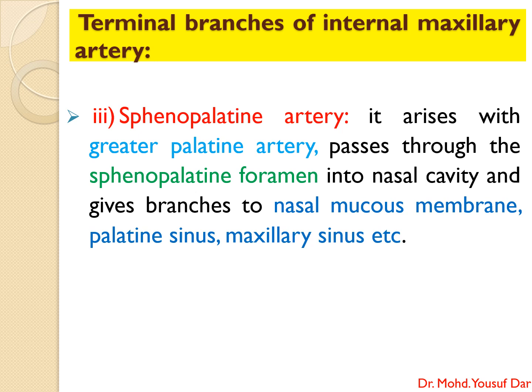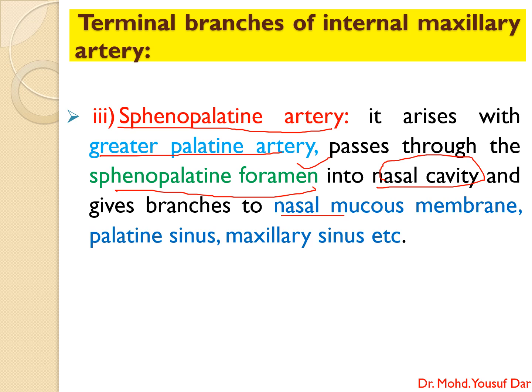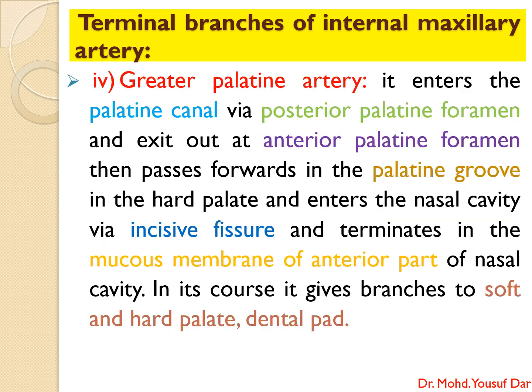Now coming to the sphenopalatine artery. The sphenopalatine artery arises with the greater palatine artery and passes through the sphenopalatine foramen of the maxillary hiatus into the nasal cavity. It gives branches to the nasal mucous membrane, palatine sinus, maxillary sinus, etc. So this was the third terminal. First was the malar artery, second was the infraorbital artery, third was the sphenopalatine, and the last is the greater palatine artery. So what's its course?